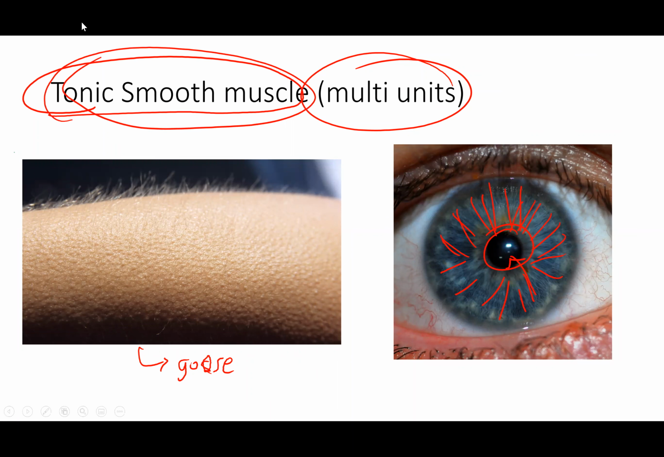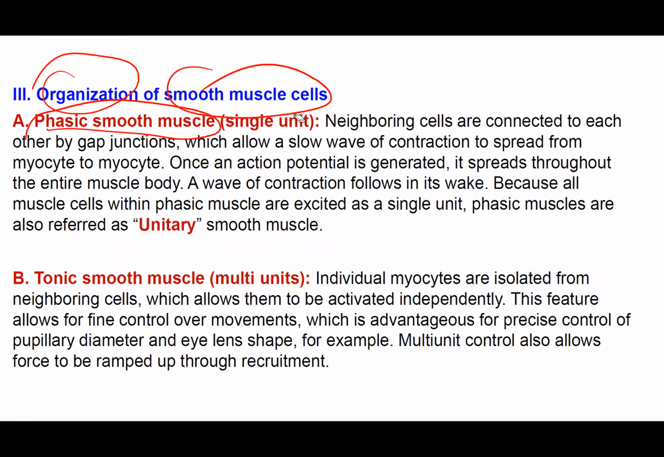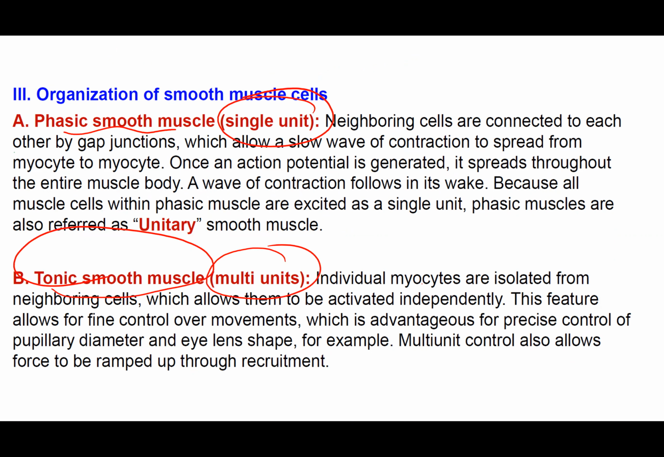These are just examples. I don't think they're coming in the exam or anything. I got them from the internet. It's just to correlate the smooth muscles to their actions, like the actual organization. So remember, phasic smooth muscles are a single unit. Tonic smooth muscles are individual myocytes that are isolated from the neighboring cell.